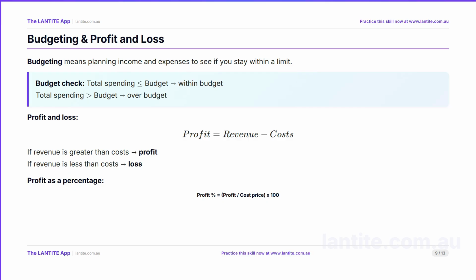Profit and loss is straightforward too. Profit equals revenue minus costs. If revenue exceeds costs, you have a profit. If costs exceed revenue, you have a loss. To express profit as a percentage, divide the profit by the cost price and multiply by 100.